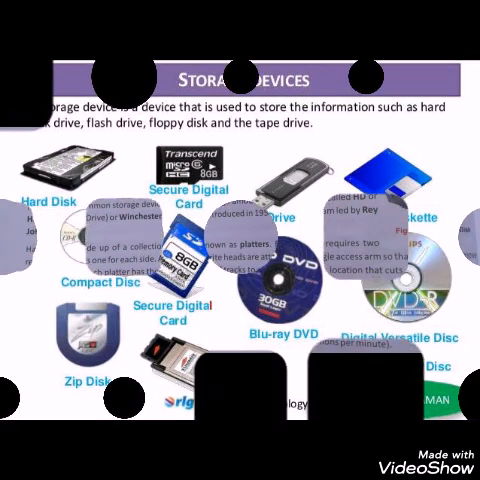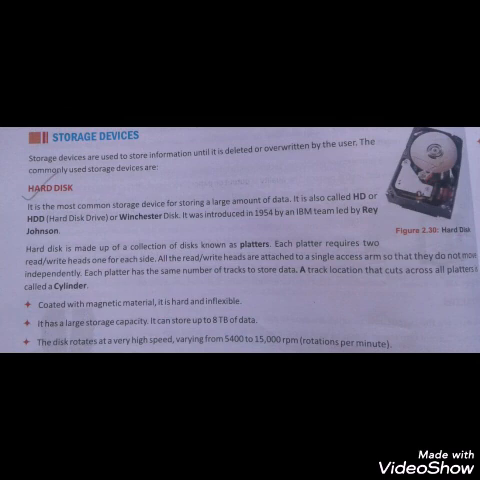Now students, the first secondary memory storage device is the hard disk. This is the most important part of the CPU, and this is the main storage device of the computer, which is fixed in the CPU box. It can store a huge amount of data, and its storage capacity is very high, varying from 200 GB to 8 terabyte.